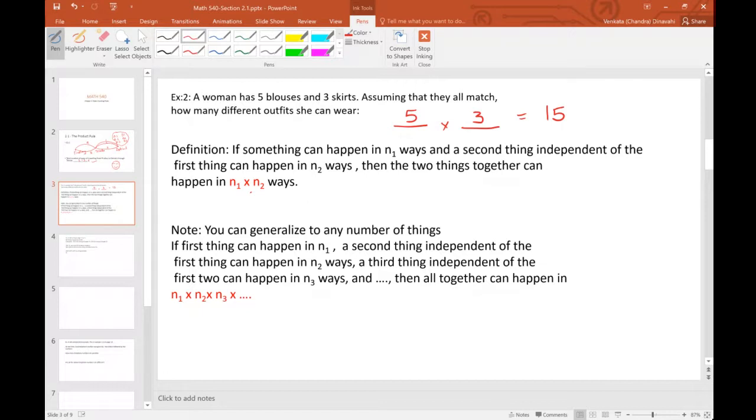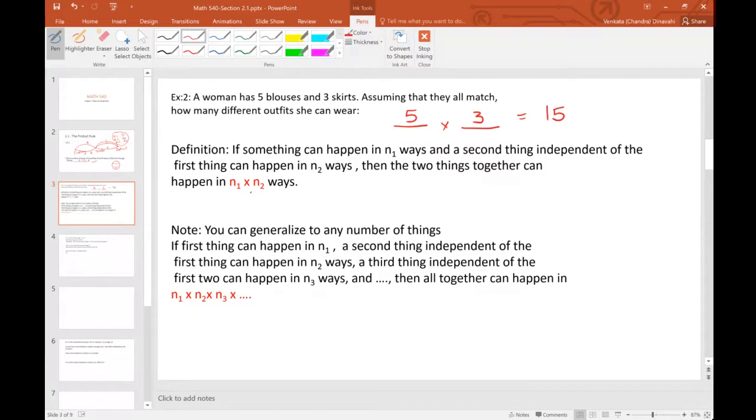Again, you can generalize this. That means if there are more than 2 jobs, or 3 jobs or 5 jobs, it really doesn't matter. You can say there are 5 shirts, 3 pants, and 2 ties. Then how many different outfits can you pick? That is 5 times 3 times 2. So you just multiply these things. Please remember, each and every job should be independent of the other. Okay, that is as simple as the product rule.